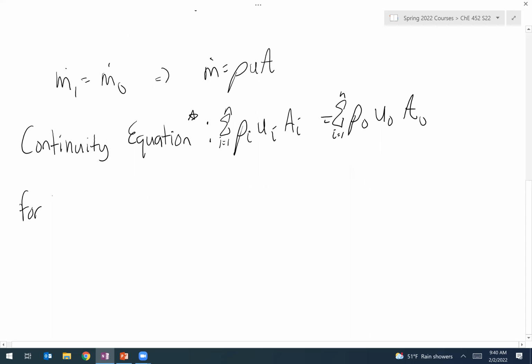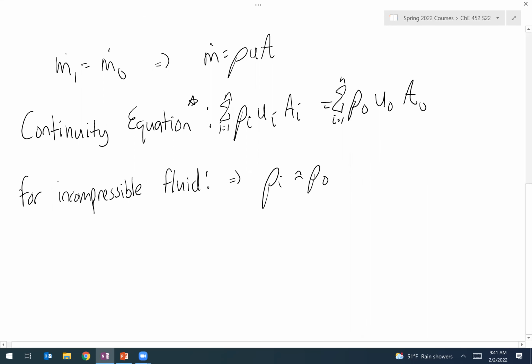Now, if we have an incompressible fluid, that implies that the density isn't going to change appreciably throughout the process, such that we can state the velocity times the flow area at the inlet is equivalent to that at the outlet.